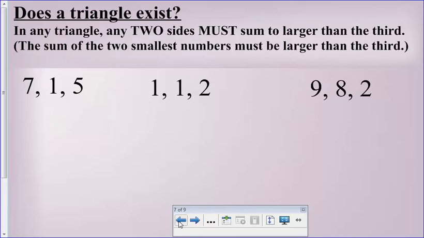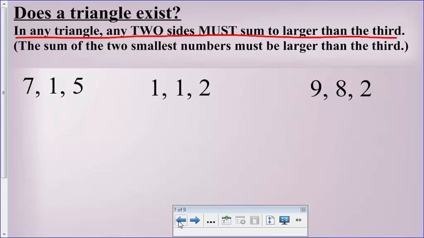All right, our second topic talks about: can you create a triangle, or does a triangle really exist? Well, yeah, a triangle exists, but not all the time; sometimes the numbers don't work out. So here is the way that you can prove if something is a triangle. It states that in any triangle, any 2 sides must sum to larger than the third.